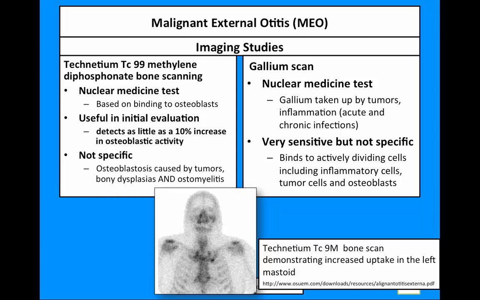Okay, so this is quite a busy slide. Here's what I want you to know about it. From this slide, it's important to remember that imaging studies for malignant otitis include technetium bone scanning and gallium scans. Both are sensitive, not specific. Okay? And these are nuclear scans.